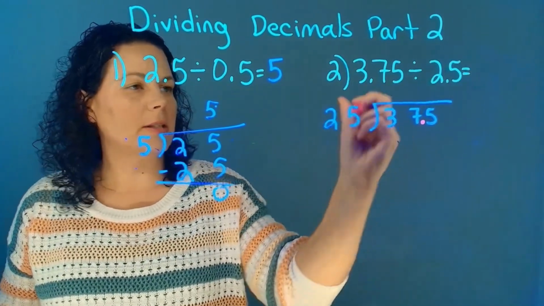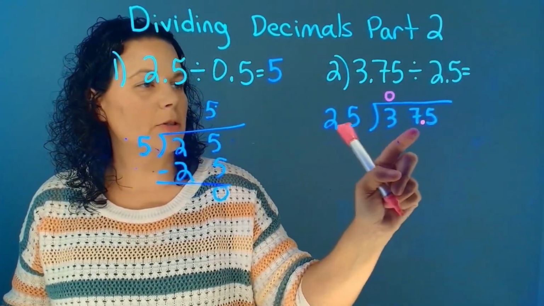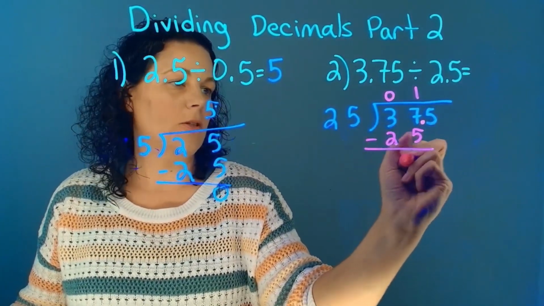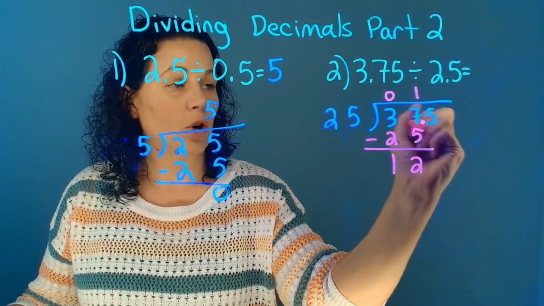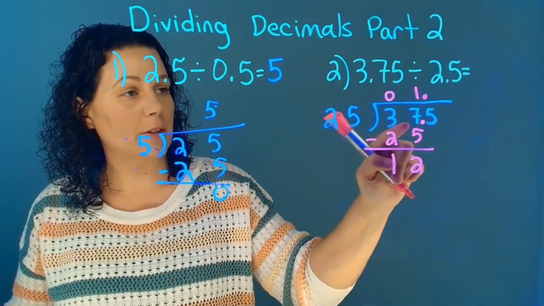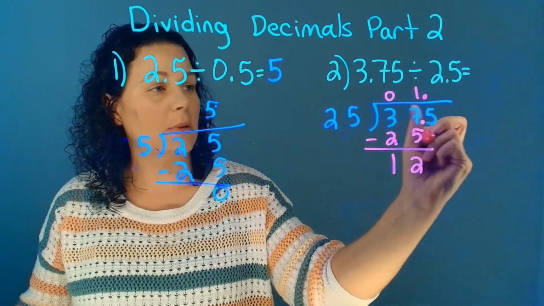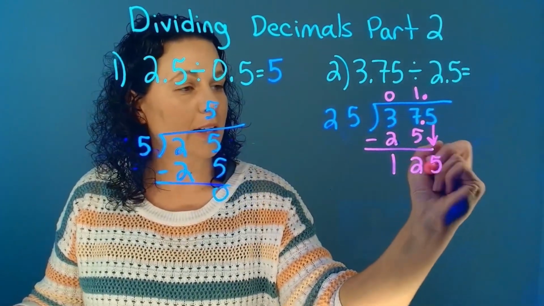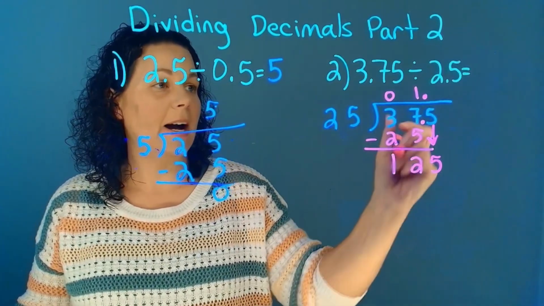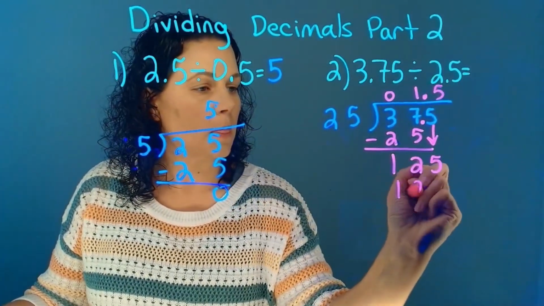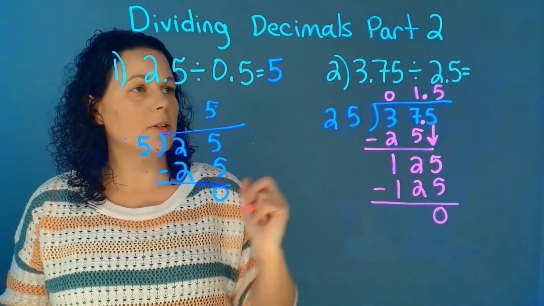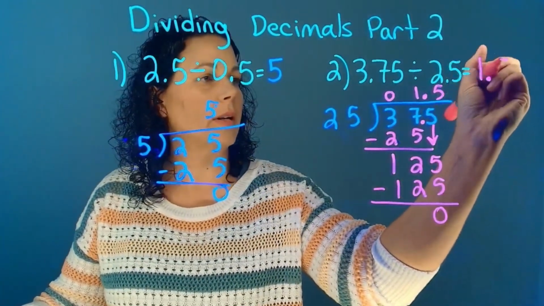25 goes into 3 0 times. 25 goes into 37 one time. What does that give me? 12? I'm crossing over that decimal, so I need to make sure I bring that decimal up. I'm going from the 37 to the 5, so make sure you bring the decimal up. Then we can bring the 5 down. 25 goes into 125 5 times. And I get 0 left over. So my answer for that one is 1.5.